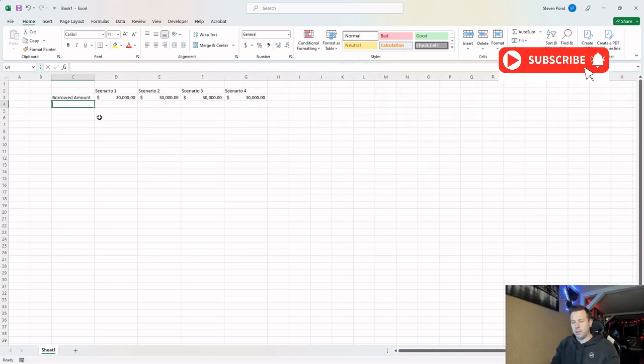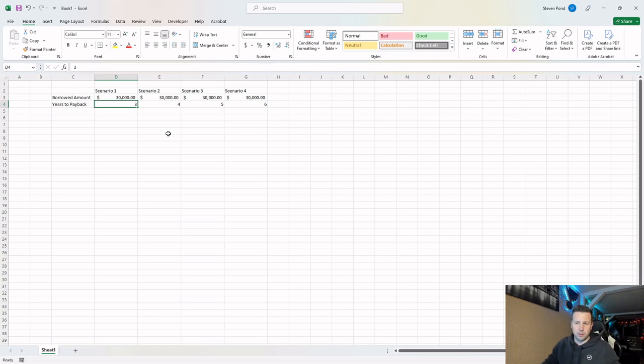The next one is going to be years to pay back. We'll start with 3 years, and we'll just go 4, 5, and 6. So we've got our short-term scenario 1, 3 years, then our longer-term scenario 4. We'll go through this one by one and show you how the interest really builds the longer you go.